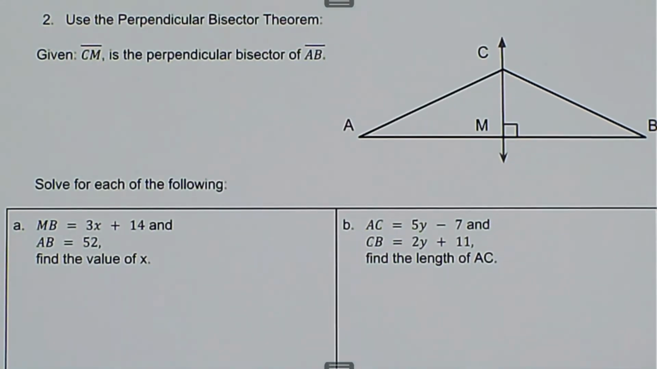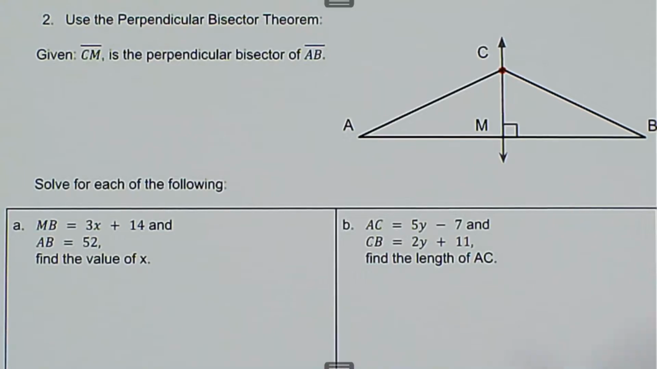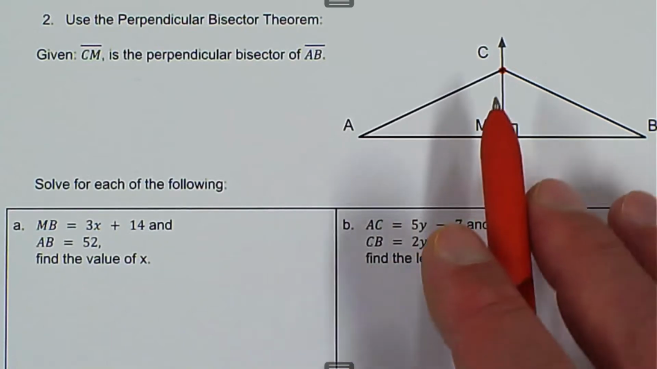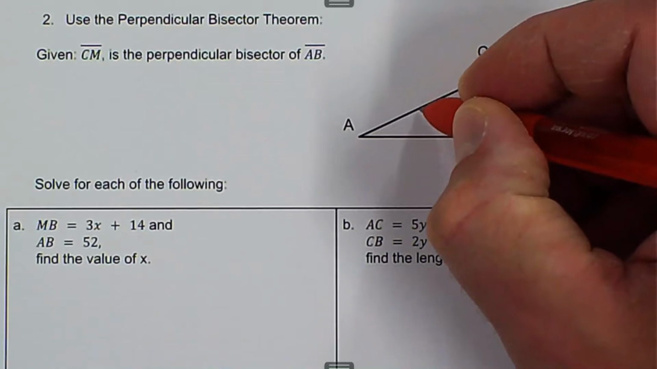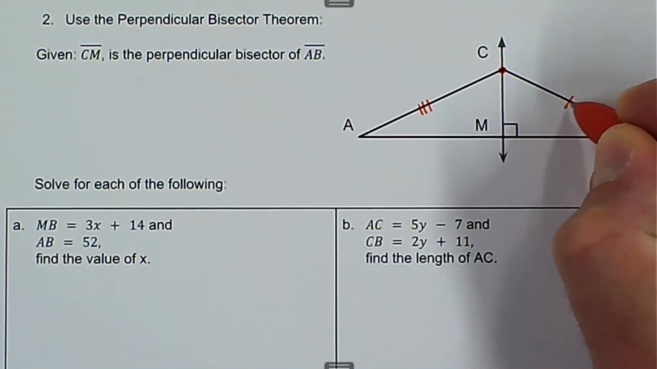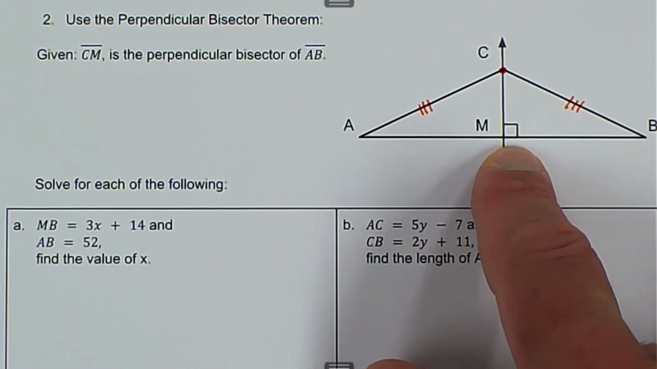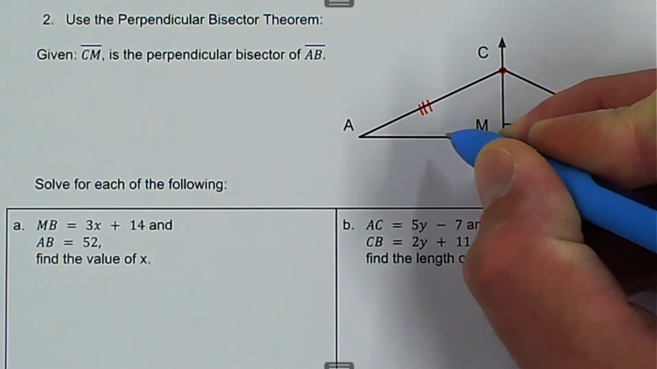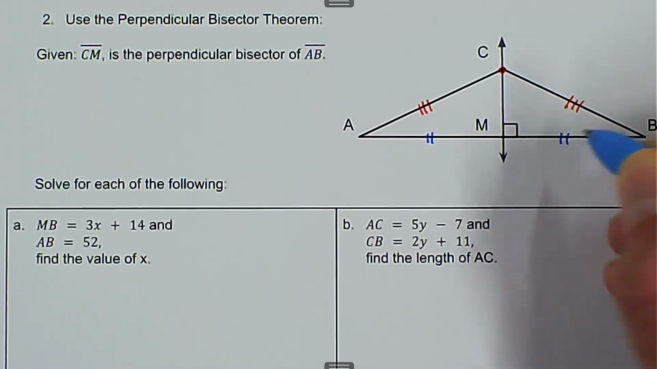The first thing is we want to show what marks that means. So point C is on the perpendicular bisector of line segment AB. That means point C is the same distance from A as it is from B. Also, because CM is the perpendicular bisector, that also means that AM is congruent to BM.